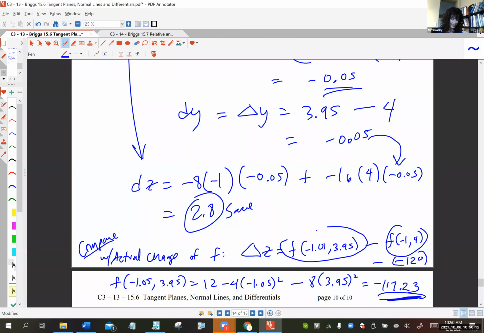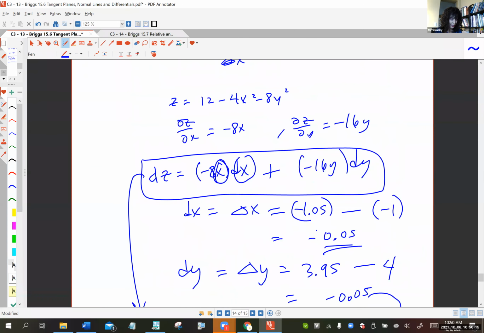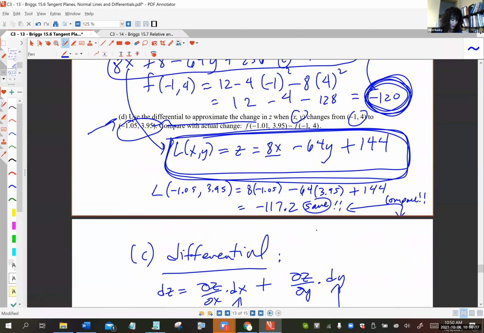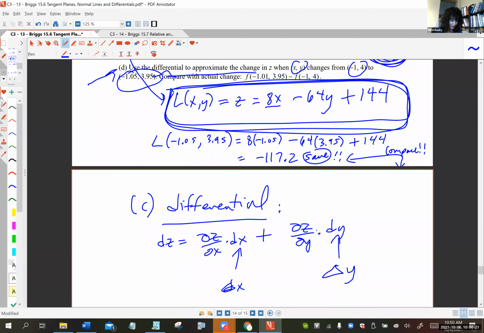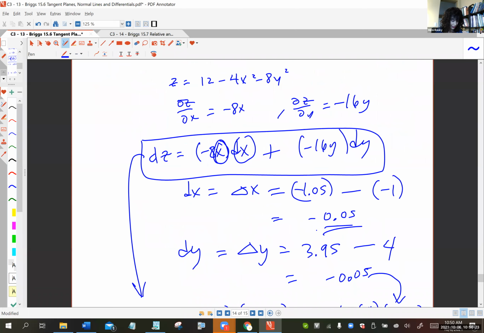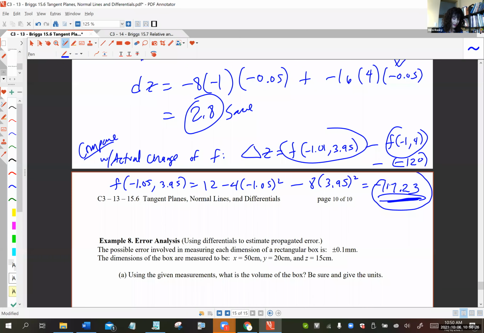Okay, and then this thing, I think we figured it out in one of the previous parts of this problem. Yeah? So did I erase it? Oh, I think it's down here. Here it is, negative 117.23. So you're going to go, all right, negative 117.23 minus 120, right there. And if you do that with your calculator, I get 2.77.